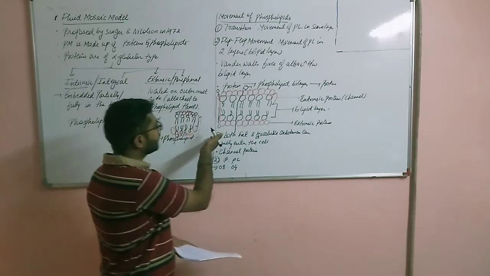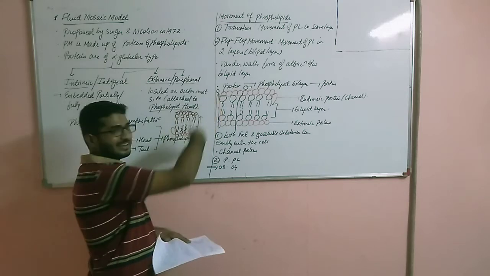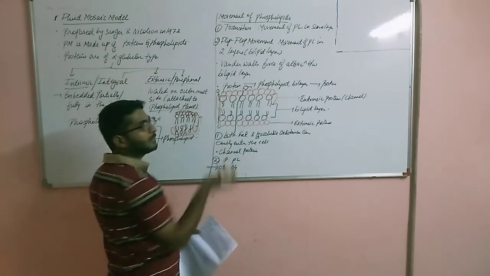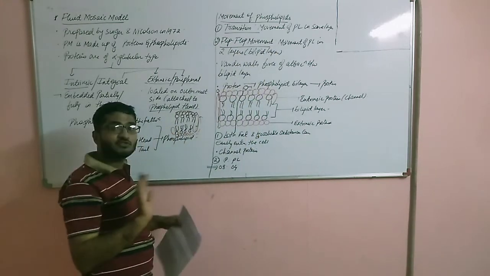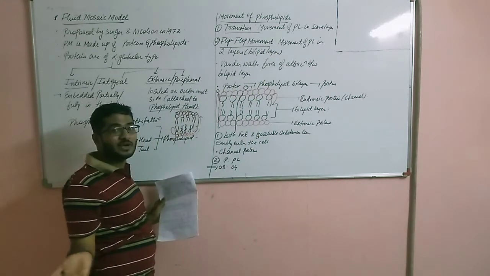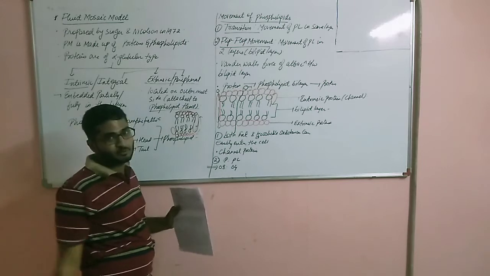Proteins can also move, right? Because it is acting as a channel. The phospholipid bilipid layer is also moving. Transition movement, flip-flop movement. So the membrane is not static. So the second and third points are fully satisfied. That means this model has to be accepted.